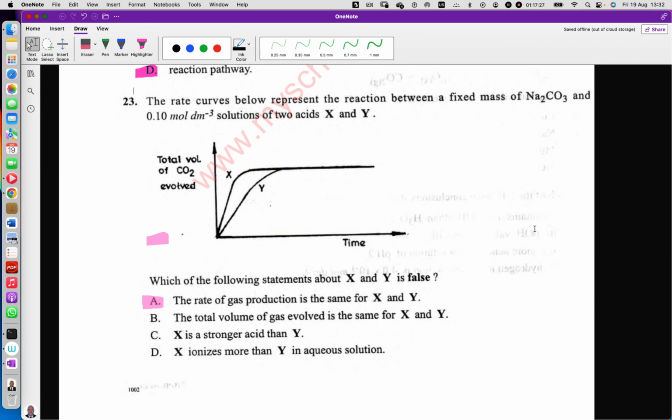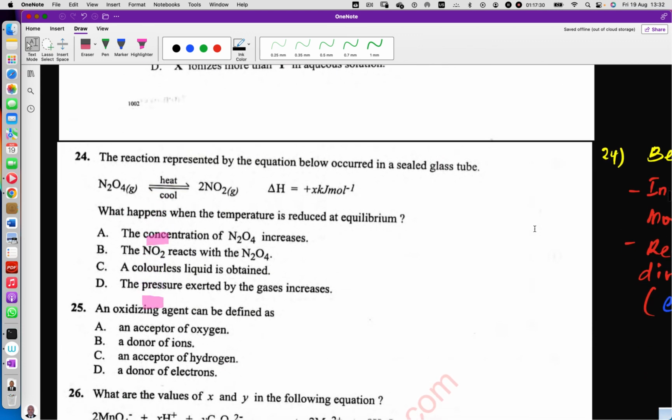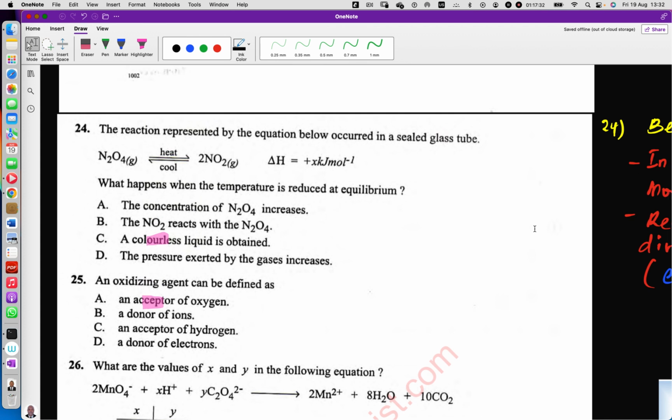So let's go again to question number 24. The reaction represented by the equation below occurred in a sealed glass tube. We have N2O4, which is a gas, giving 2NO2. The energy change shows that the reaction is endothermic. Okay, what happens when the temperature is reduced at equilibrium?